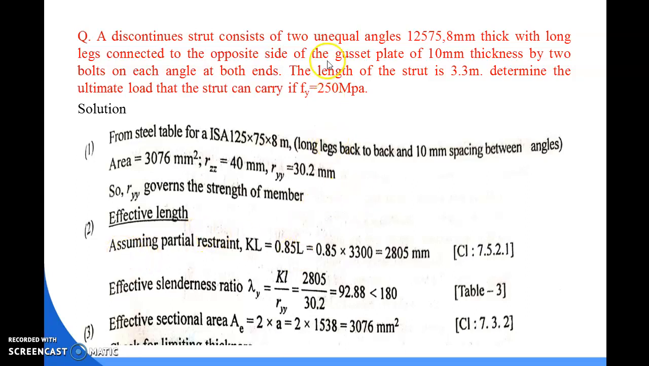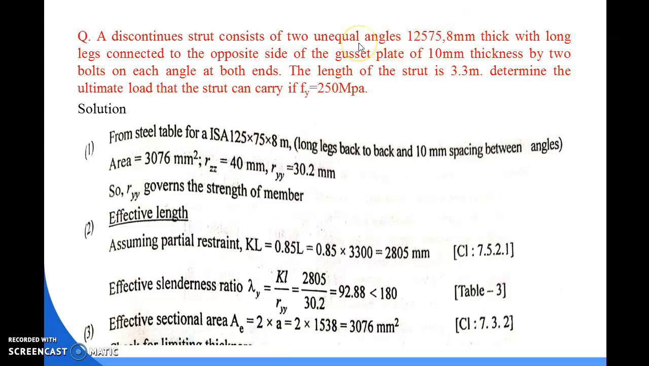So here the section is an angle section which is unequal in nature. You can identify whether the angle section is equal or unequal by these first two values. This is the value of the leg of the angle section. So here the angle section is 125 into 75. That means one leg of the angle section is 125 and the other leg length is 75, and 8 mm is the thickness of the angle section.